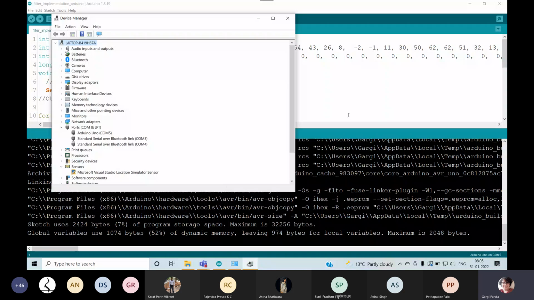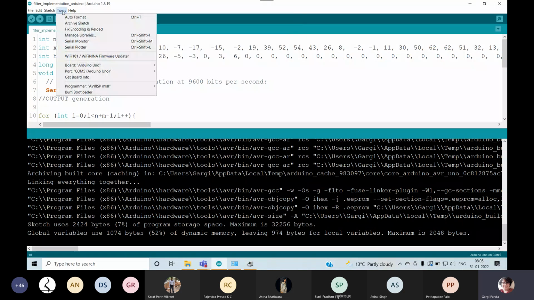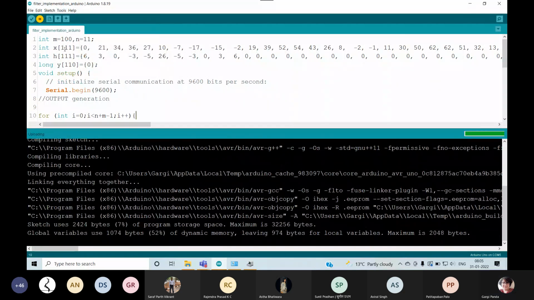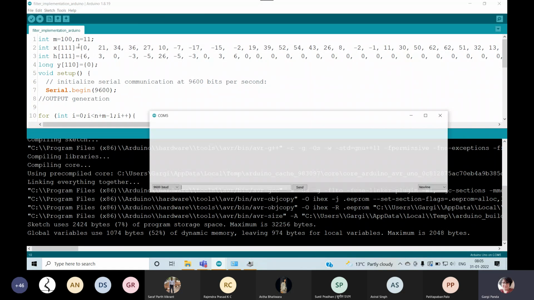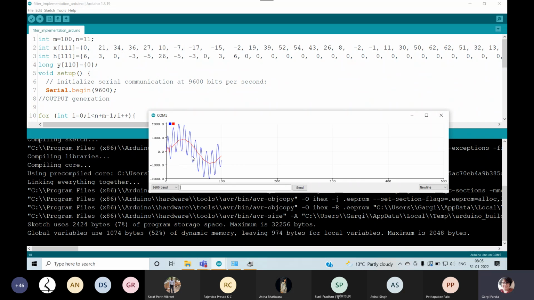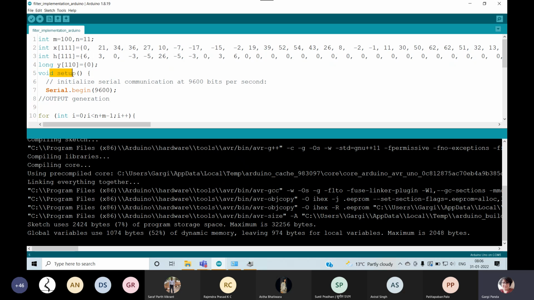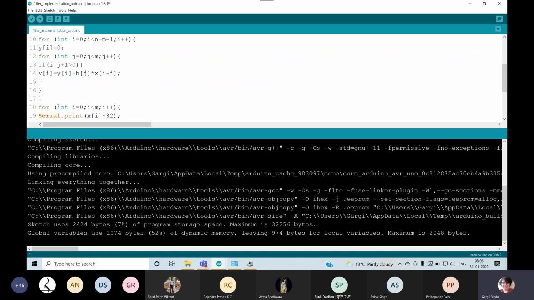And then under tools, select the board as Arduino Uno and the port, that same port, so you can upload your program. Once you upload, you should get something like this. You can run it once using the void setup function here, or continuously using the void loop function.